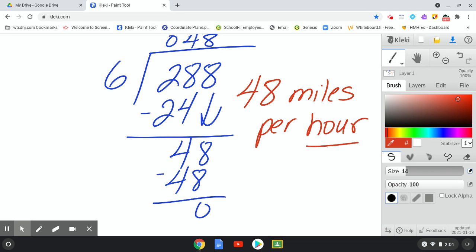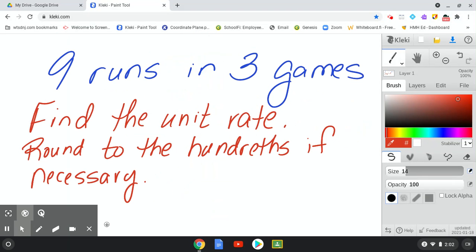Let's try one that is not a word problem. Okay, here it says 9 runs in 3 games, and the directions are to find the unit rate. So we want to know how many runs it would be per game for every 1 game. And it also says round to the hundredths if necessary, all right? So if we have 9 runs in 3 games and we want to know how many runs that is per game, we are going to divide.